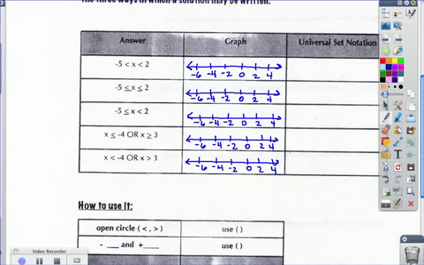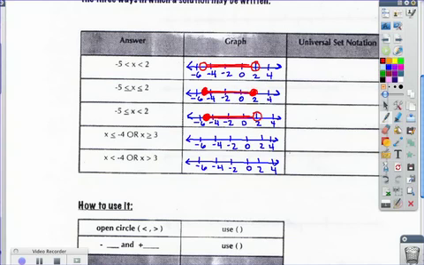This is an or, so it's less than or equal to -4, so closed circle on -4, shaded to the left. Or x is greater than or equal to 3. So solid circle on 3, shaded to the right. Less than -4 would be an open circle shaded to the left. Or x is greater than 3, so open circle shaded to the right.